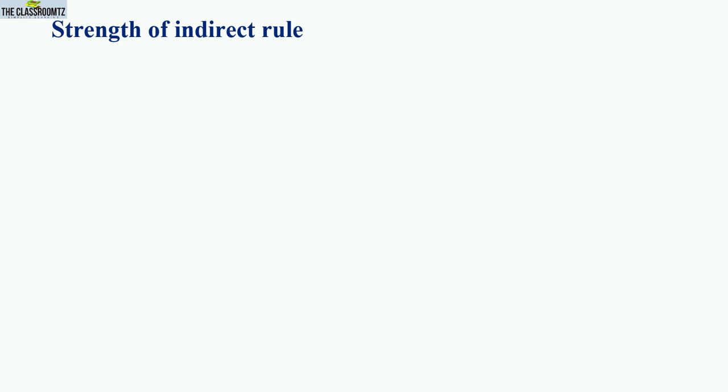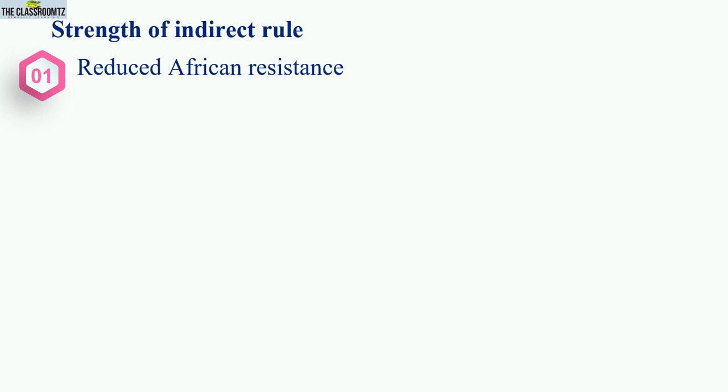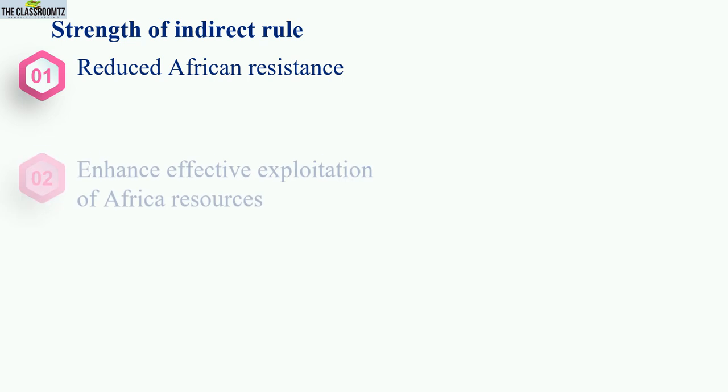Strengths, or merits, the good side of indirect rule. How was indirect rule helpful to the British? Number one, it reduced African resistance. How? Africans trusted the local chiefs, and it was difficult for Africans to resist their local chiefs. So anything that was said by local chiefs, Africans accepted. In that way, there was no room for resistance because of the trust built by Africans in their leaders.